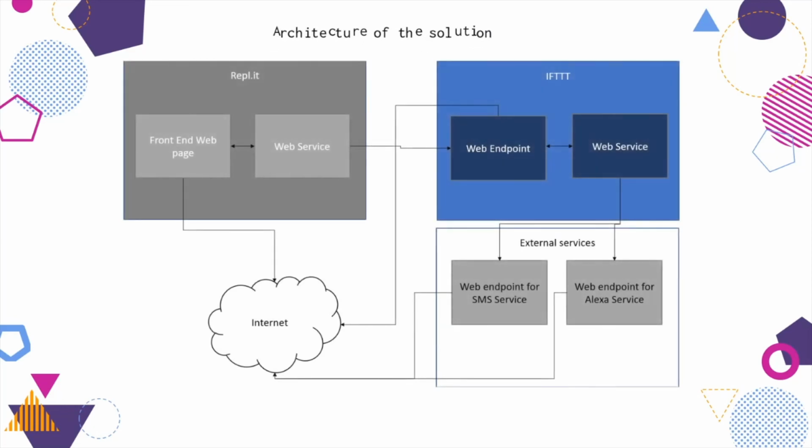For the architecture of the solution, on REPL.it we have our front-end web page, which is connected to our web service. The front-end web page is also connected directly to the internet. The web endpoint for IFTTT is called by our web service, which is also connected to the internet, and the web service is then connected to the web endpoint for IFTTT. Then, this web service calls the web endpoint for the SMS service and the web endpoint for the Alexa service, which are both connected to the internet.